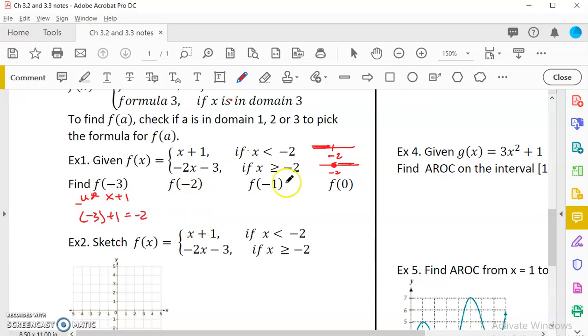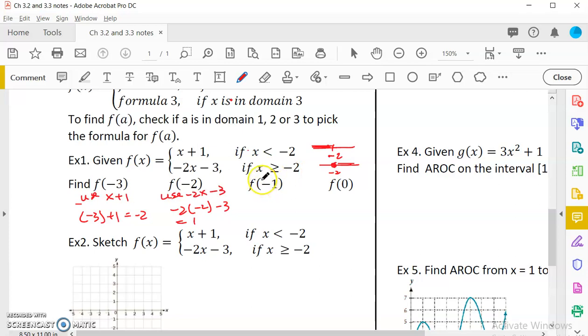What about negative 2? Negative 2 is right at the borderline. And when it's on the borderline, it's equal to negative 2, you use the second formula, right? Use negative 2x minus 3. And I plug in negative 2 times negative 2 minus 3. 4 minus 3 equals 1.